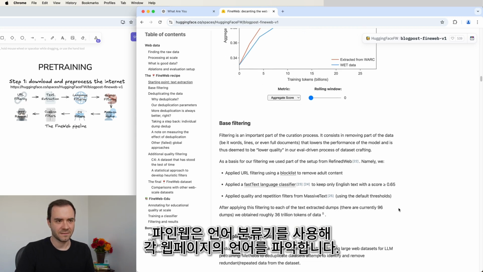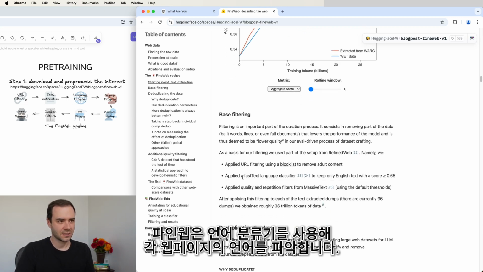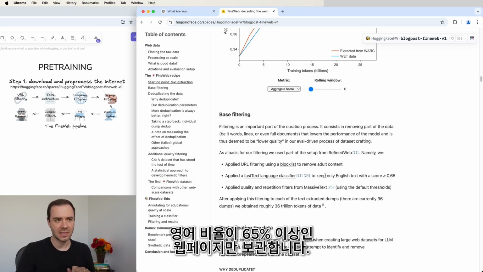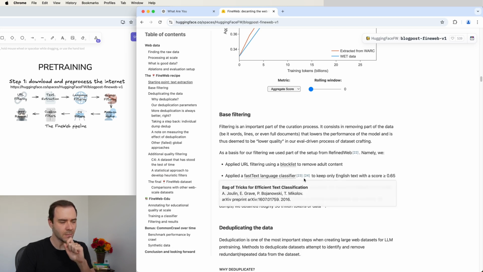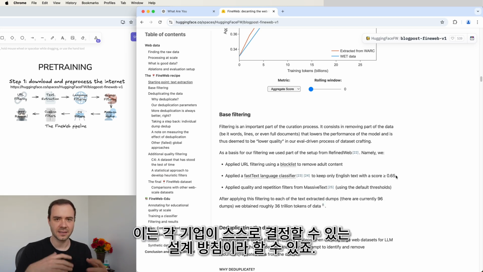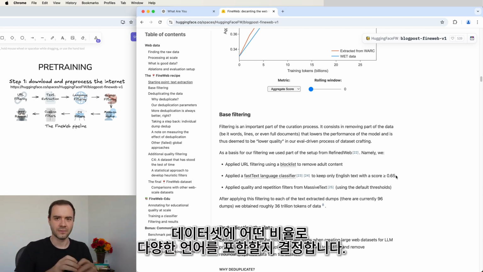The next stage here is language filtering. So for example, FineWeb filters using a language classifier. They try to guess what language every single web page is in, and then they only keep web pages that have more than 65% of English, as an example. And so you can get a sense that this is like a design decision that different companies can take for themselves. What fraction of all different types of languages are we going to include in our data set?